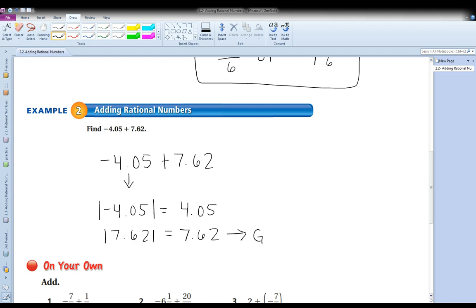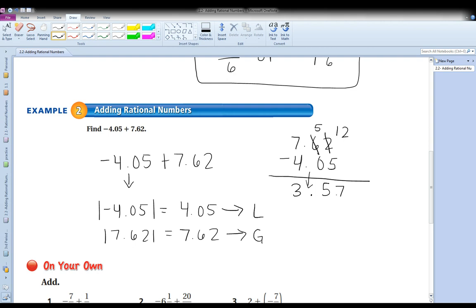Now, this is greater, this is lesser. So we're going to do our subtraction. 7.62. Now, I'm going to put my subtraction like this so that it's easier for me to do it since I'm not using a calculator. So now 2 minus 5. Well, I need to borrow from the 6 because I don't have enough. So I'm going to turn this into 12. I borrowed 1 from the 6. 12 minus 5 is going to give me 7. 5 minus 0 is going to give me 5. Decimal, remember the decimal comes down, and 7 minus 4 is going to give me 3.